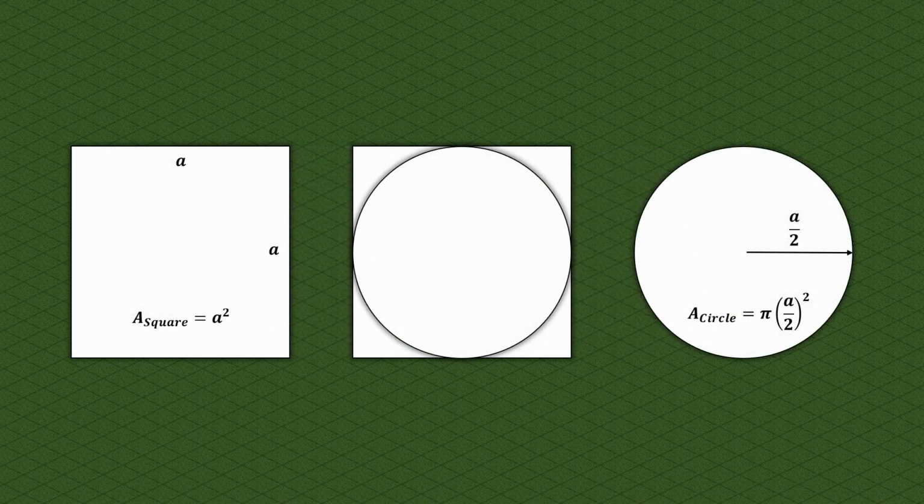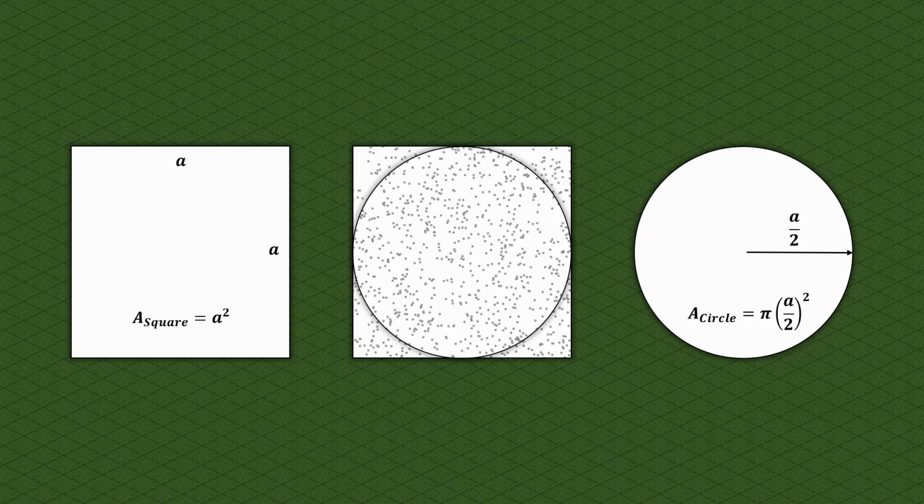Now for this method we need to view the circle on top of the square. As you can see, the circle perfectly fits into it, which is gonna be important later. Now we're gonna fill the square and the circle with a uniform distribution of points. We can now define the area of the circle as the acceptance region. Every point that lies outside of this region gets rejected.